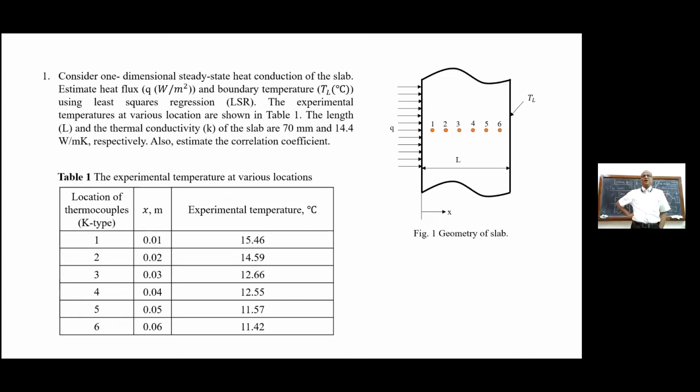The length and thermal conductivity of the slab are 70 mm and 14.4 watt per meter per Kelvin. So please ignore the last line. Also estimate the correlation coefficient. I have not taught you that, so leave that or you write it down. We're not going to do this.